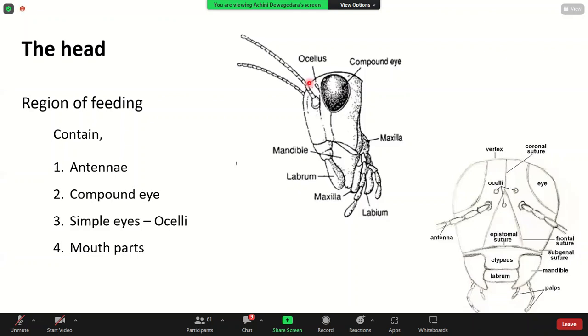Now if you observe a cockroach, I think all of us have seen cockroaches. They have very long antennas. They move the antennas here and there every time when they walk. What are they doing?